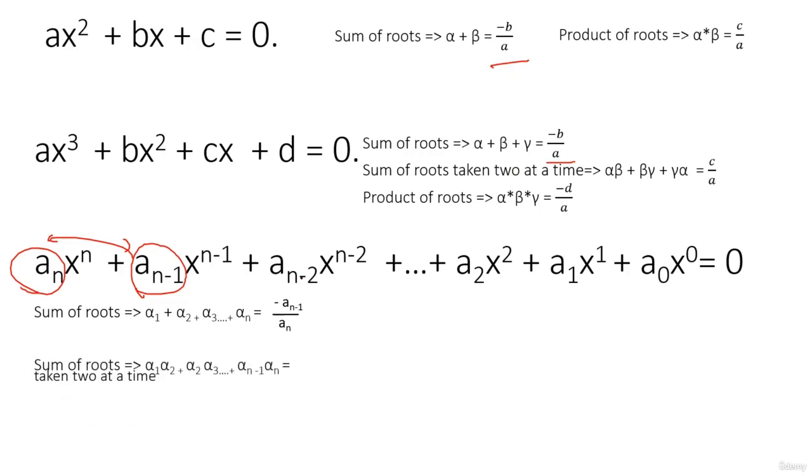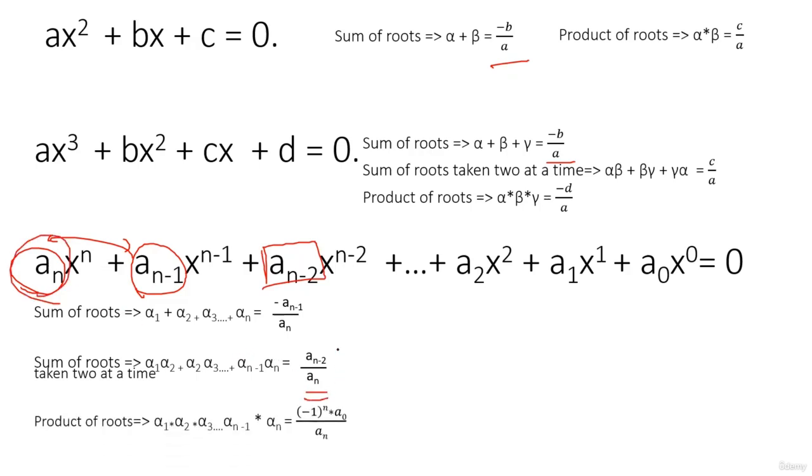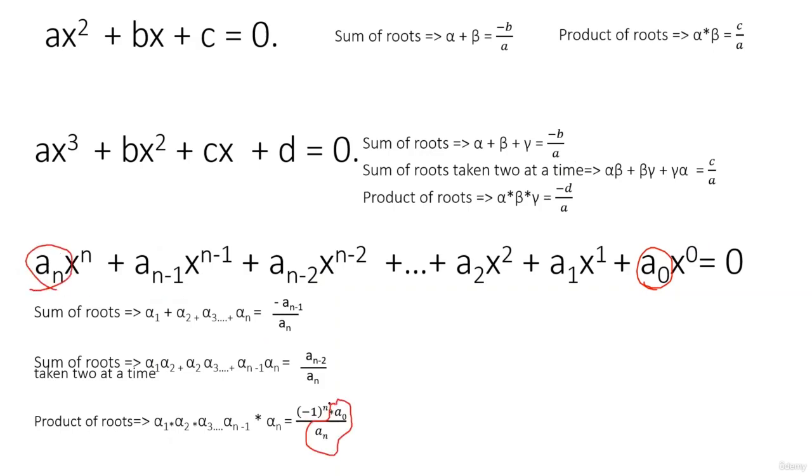Then again, the sum of the roots taken two at a time, like in this case alpha 1 alpha 2, alpha 2 alpha 3, alpha 3 alpha 4, up to alpha n minus 1 alpha n, will be the coefficient of x raised to n minus 2 divided by the coefficient of x raised to n. And the last observation you can make is for the product of the roots. The product of the roots will basically be the constant term, a0, divided by the coefficient of x raised to n, and the sign will be minus 1 raised to n. So n is the degree of the equation.